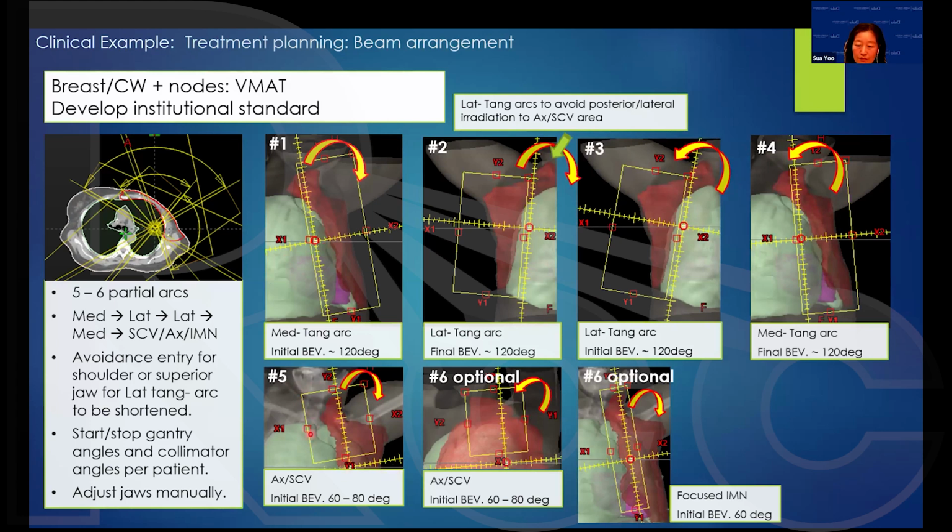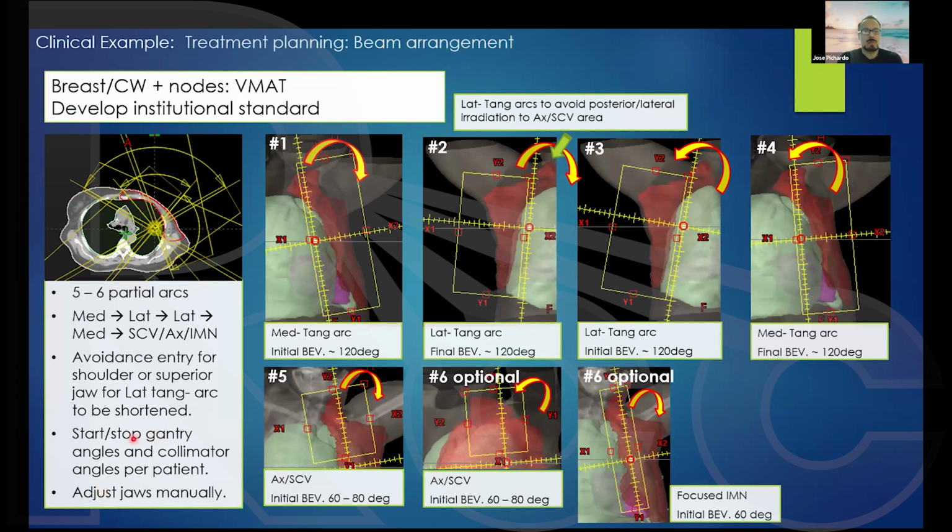So number 5 beam, open for the supraclavicle, and usually it's about 60 or 80 degree in the anterior portion. Number 6, you can actually do it again, just rotate back for axillary supraclavicle area, or you can make it really narrow to focus on IMN portion. But again, it should be narrow, like 60 degree, 80 degree. If you open more, then maybe target coverage might be good, but you're gonna ruin the lung and heart dose. And you have to adjust.